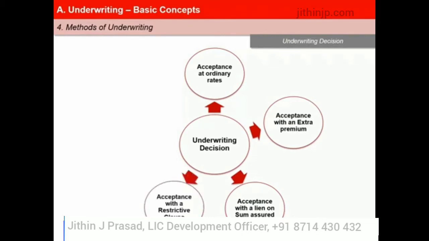Fourth, acceptance with a restrictive clause. For certain kinds of hazards, a restrictive clause may be applied which limits death benefit in the event of death under certain circumstances. And fifth, decline or postpone. Finally, a life insurance underwriter may decide to decline a proposal for insurance. This generally happens when there are certain features which are so adverse that they considerably magnify the incidence of the risk.